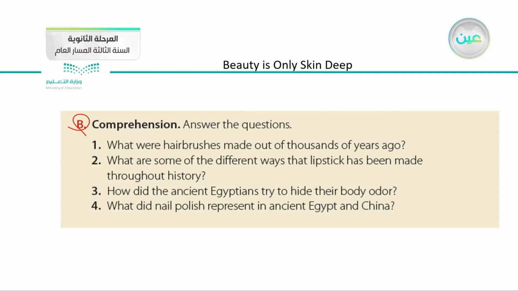Number 1, what were hairbrushes made out of thousands of years ago? Number 2, what are some of the different ways that lipstick has been made throughout history? Number 3, how did the ancient Egyptians try to hide their body odor? Number 4, what did nail polish represent in ancient Egypt and China?